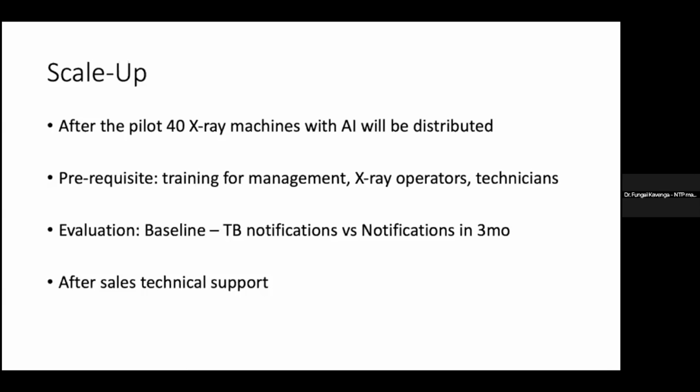So in terms of the scale-up, we brainstormed what we may need to put in place. So obviously, I highlighted we need about 40 machines. There's need of capacity building, and of course, we will be armed with the evaluation baseline, and of course, the after-sales technical support will also be needed. Next slide.